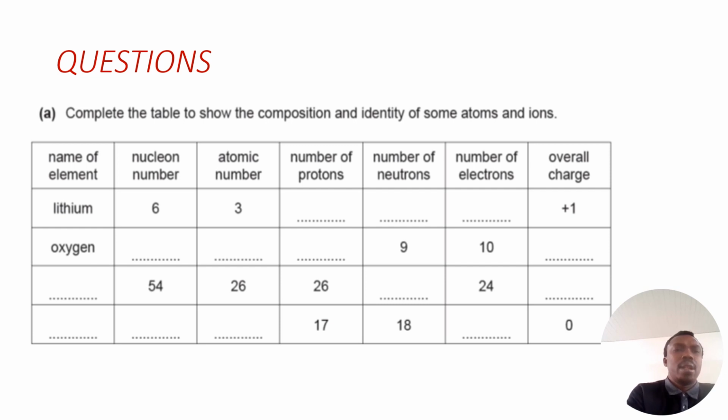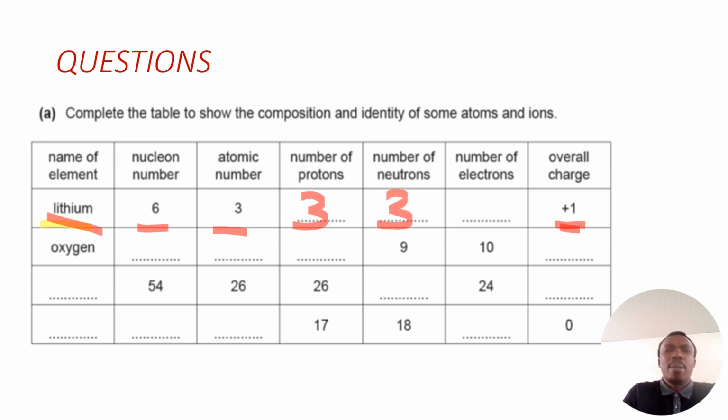The name of the element in the first question is lithium. The nucleon number, which is the mass number, is 6. The atomic number is 3. You have to fill in the number of protons, the number of neutrons, and the number of electrons. The overall charge is +1, so this is a charged particle. The number of protons is equal to 3, because the number of protons is the atomic number. Then the number of neutrons is the mass number minus the atomic number, which is 6 minus 3, which is equal to 3.